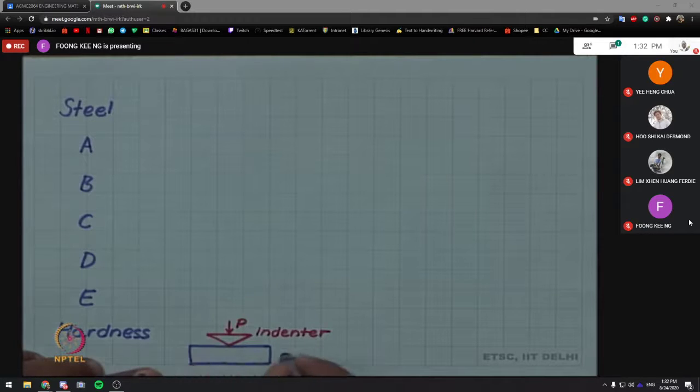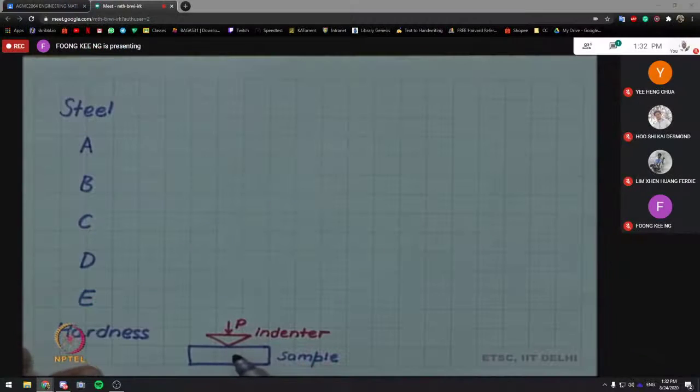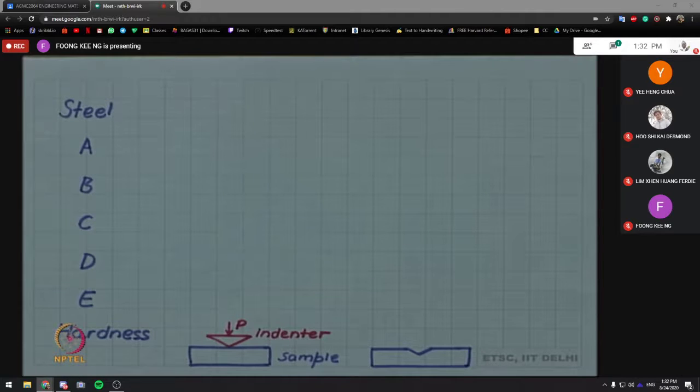This is your sample. An indenter is pressed into the sample through the load. If there is sufficient load to press it hard, such that a depression or indentation is created in the specimen, that is, the specimen is plastically deformed, then even after the indenter is removed, there will be a depression left. That's called an indentation.